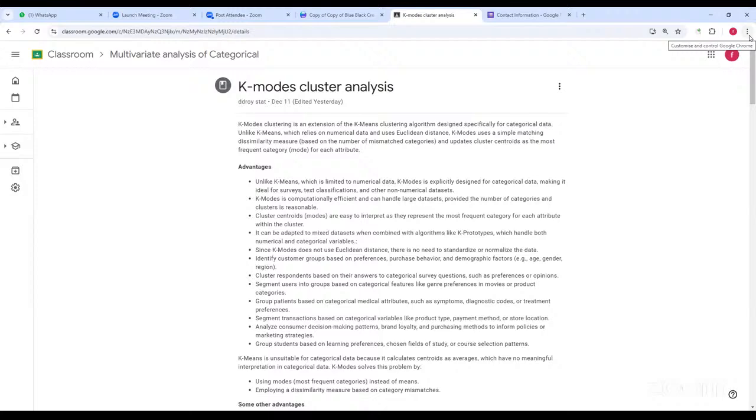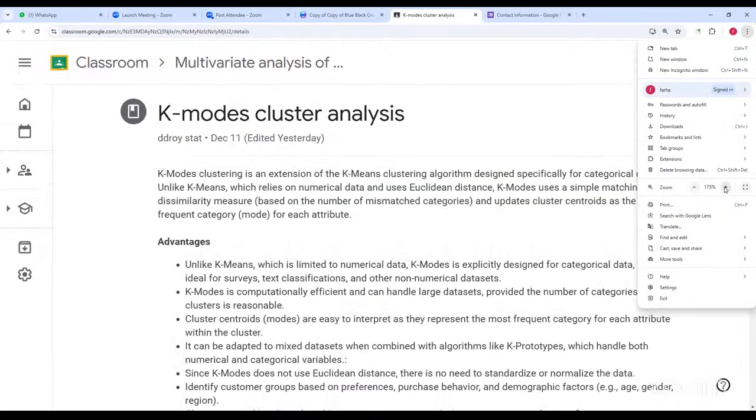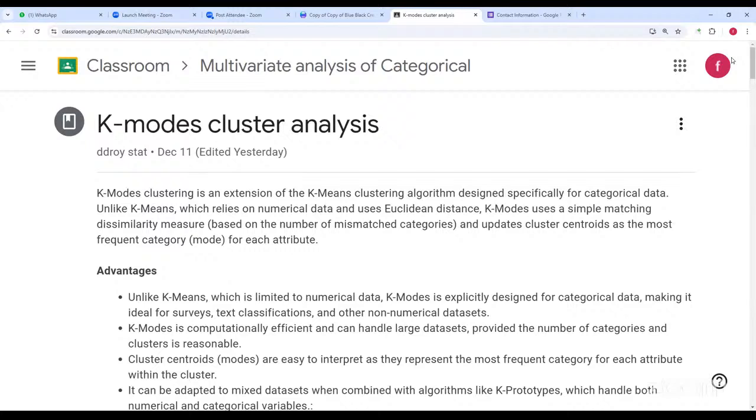Okay, Shayan, can you read the K-mode cluster analysis? Or Shoma, can you start reading? Yes, sir. K-mode cluster analysis.